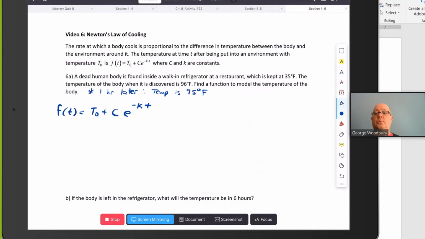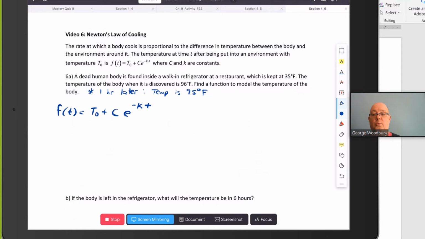We're told that a human body is found inside a walk-in refrigerator at a restaurant, which is kept at 35 degrees. The temperature of the body when it was discovered is 96 degrees, and 1 hour later, the temperature has dropped to 95 degrees. We want to find a function that will model the temperature of the body.